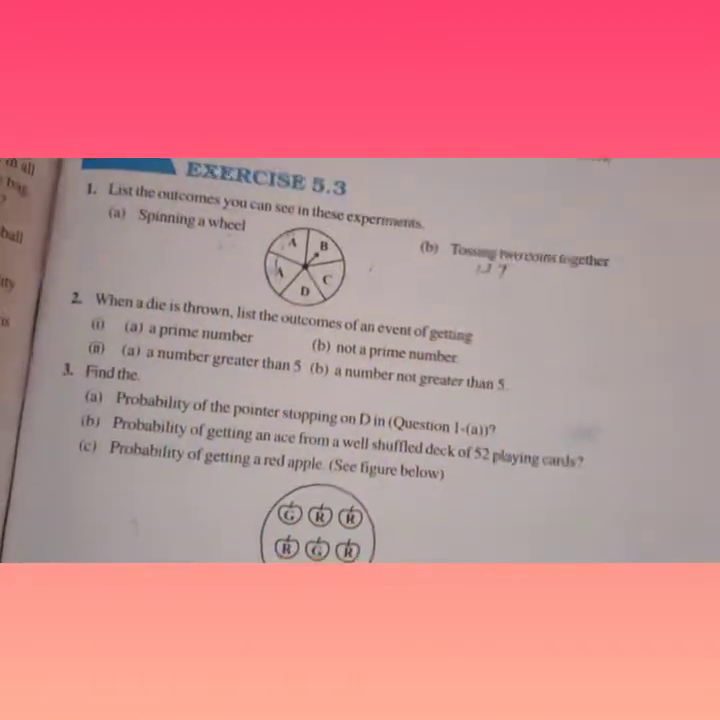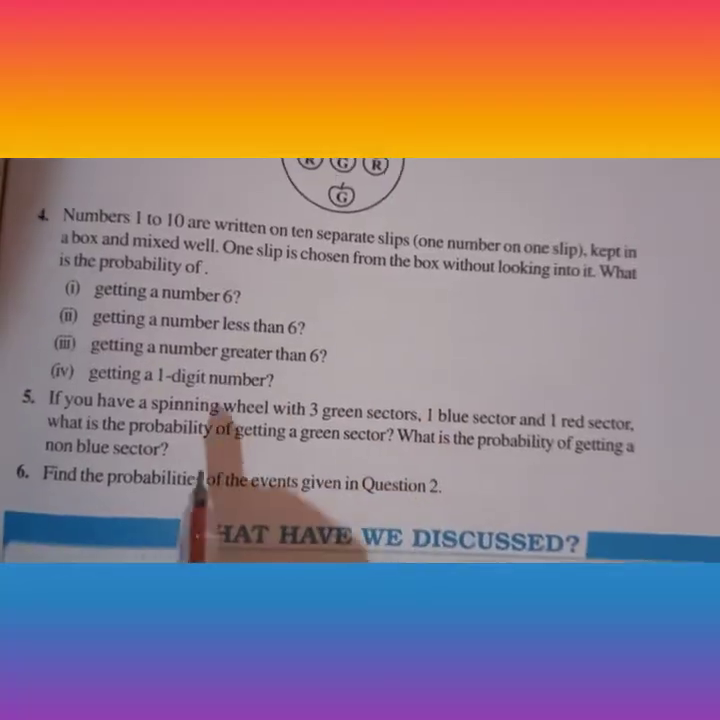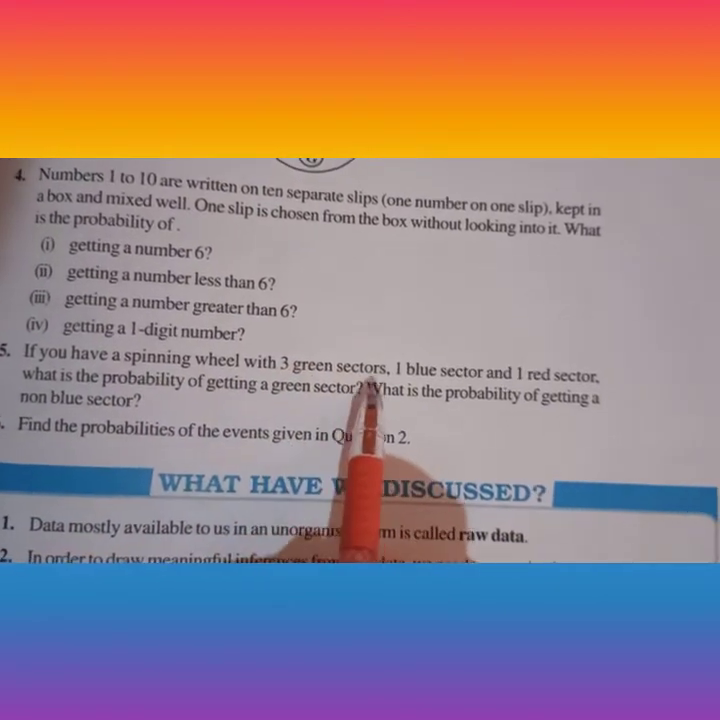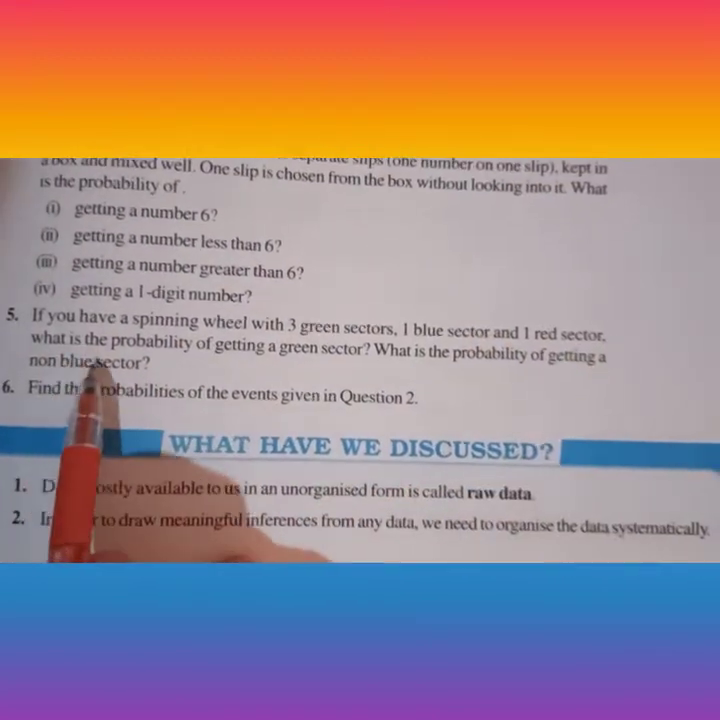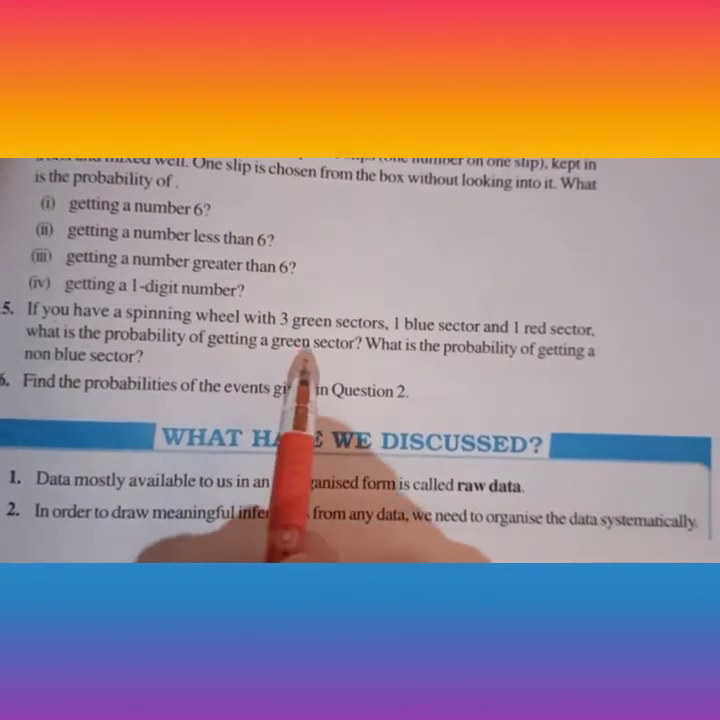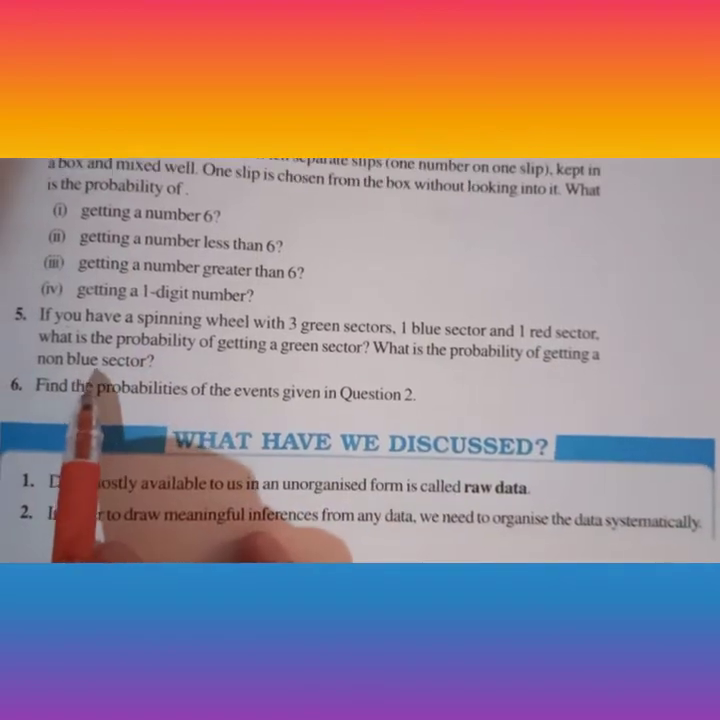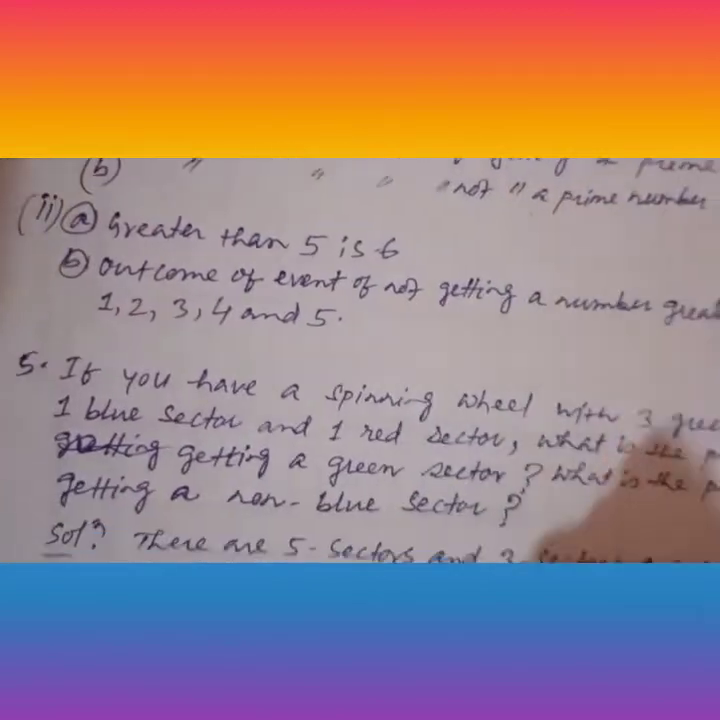And the next part is question number 5. The remaining part you do yourself. Question 5 is given: if you have a spinning wheel with 3 green sectors, 1 blue sector and 1 red sector, what is the probability of getting a green sector? And next, what is the probability of getting a non-blue sector?